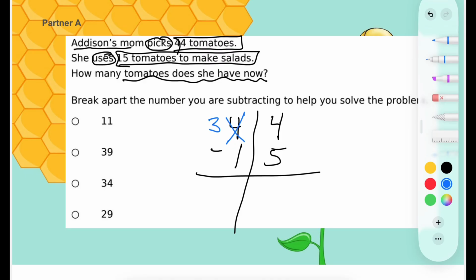4 is smaller than 5. So now I have 3 tens, 14 ones. Put 5 in our head and count on to 14. 5, 6, 7, 8, 9, 10, 11, 12, 13, 14. 9 ones. I'm going to slash the answers that do not have 9 in the ones place. Next, 1 in our head, count to 3. 1, 2, 3. 2. So the answer is 29.